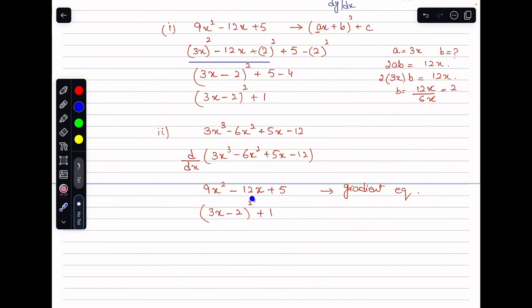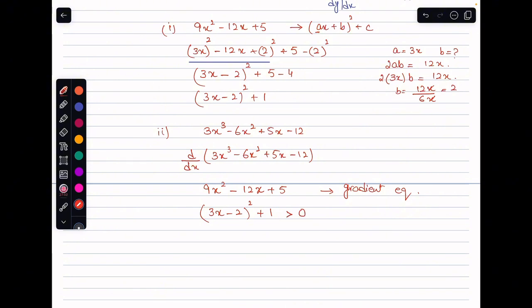So it's because of this square that I can see that each and every value of x is going to give me an answer which is positive, and then a positive plus 1 is always going to be a positive answer. So I can say that this function, for each and every value of x, is always going to be greater than 0.